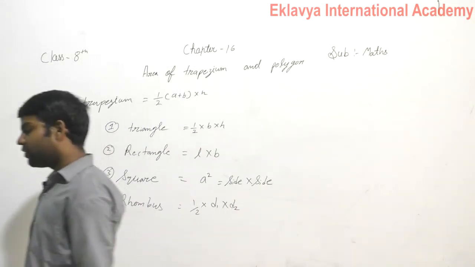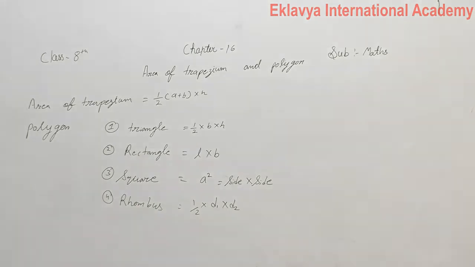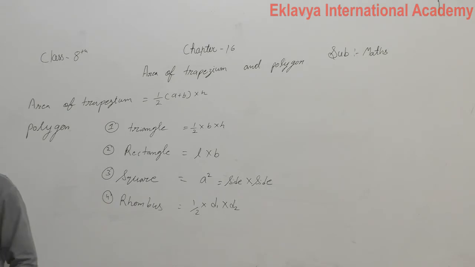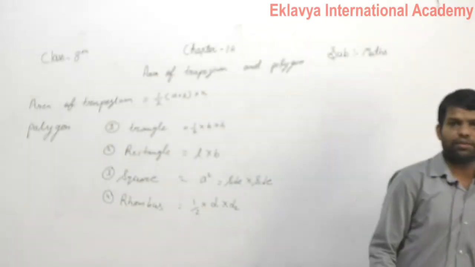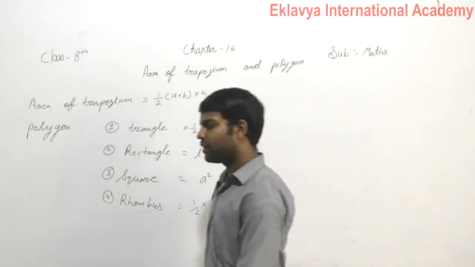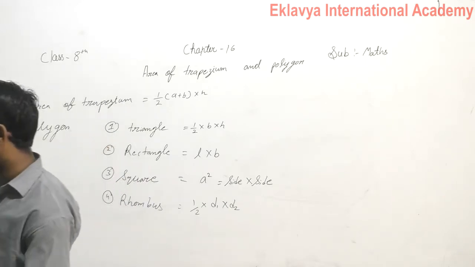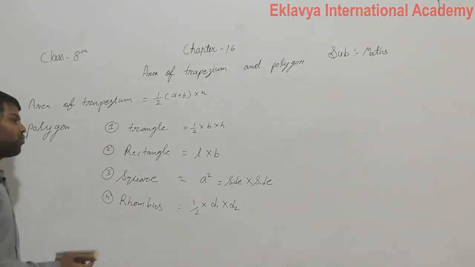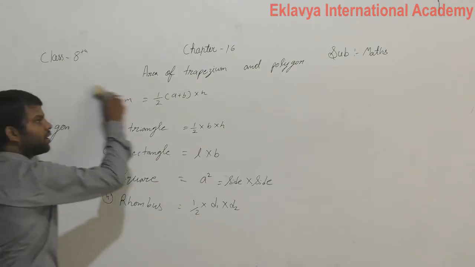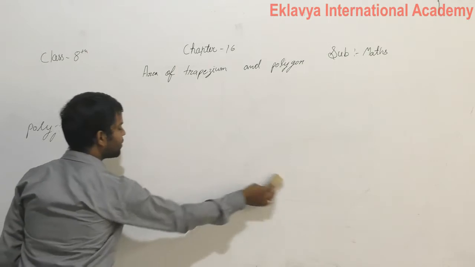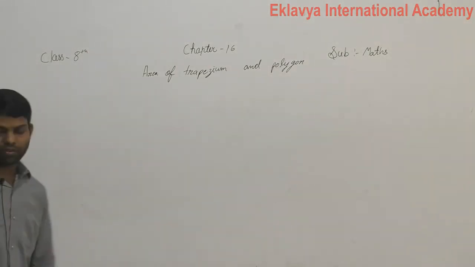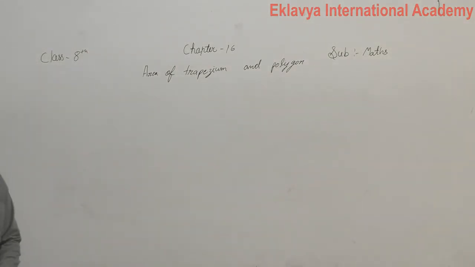Okay students, these formulas are useful in your next exercise, that is the area of polygon. In the next exercise a figure will be given, or it is possible that it is not given. If a figure is given, then to find the area of this polygon, we will divide it into some parts.